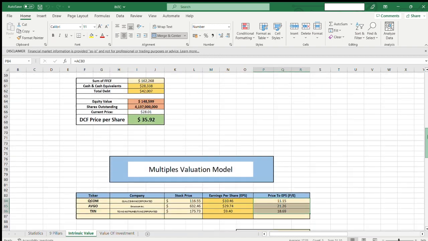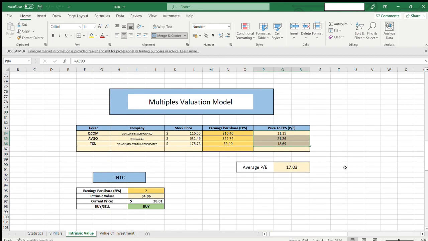Let's have a look at the next valuation model, which is the multiples valuation model. This model is based on comparing companies that are structured in a similar way to Intel Corporation. For this valuation, I chose these 3 companies which operate in a similar tech niche as Intel.